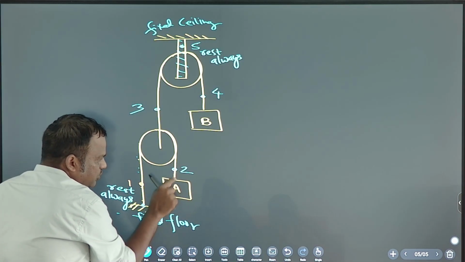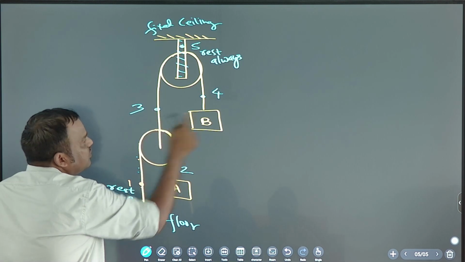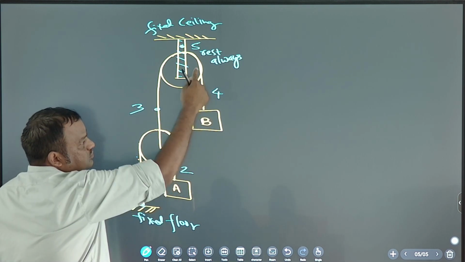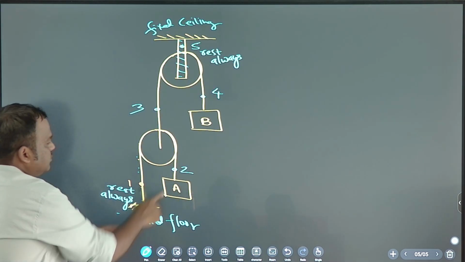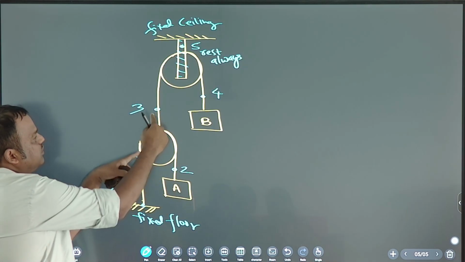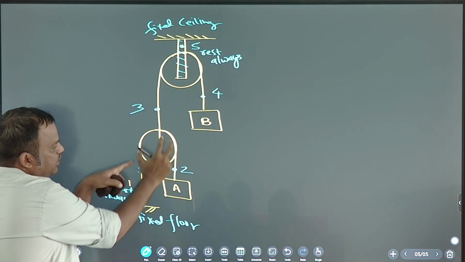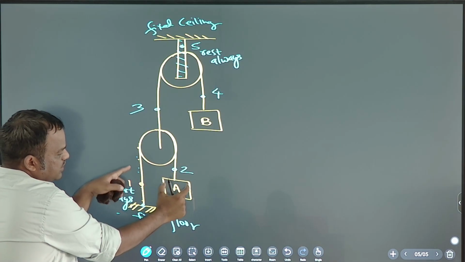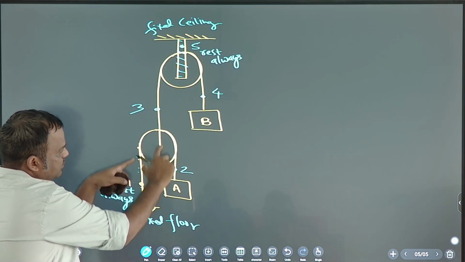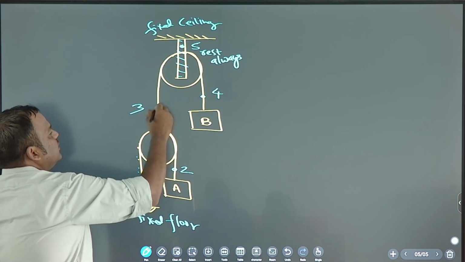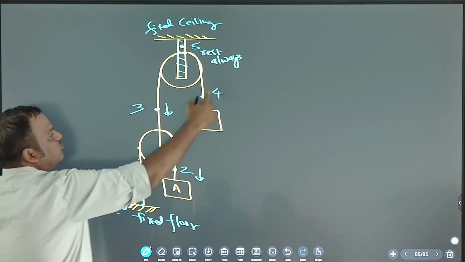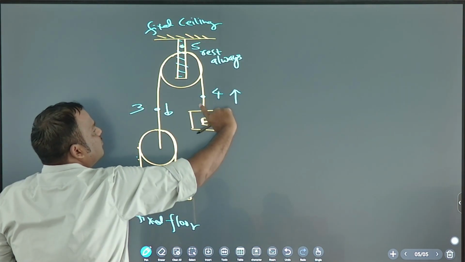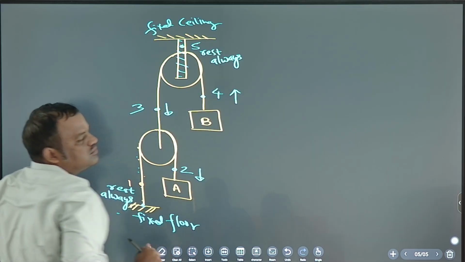So point 2 will go down, 3 will go down, 4 up. If point 2 is going down, 3, the pulley will also come. See, if A is moving down, the pulley will also come down, and 3 will come down, and 4 will go up. Correct? Are you getting it?